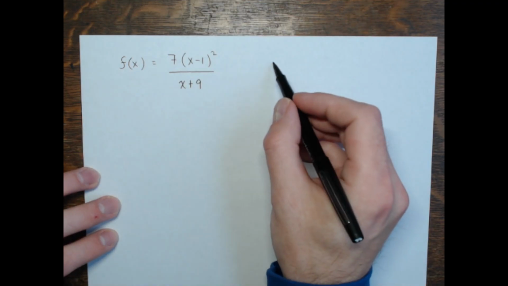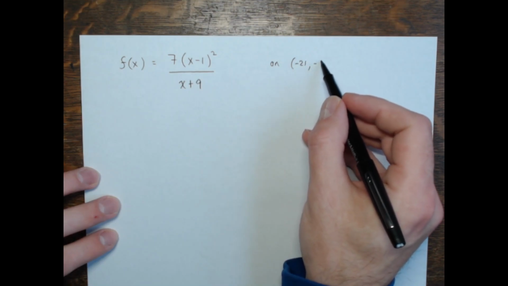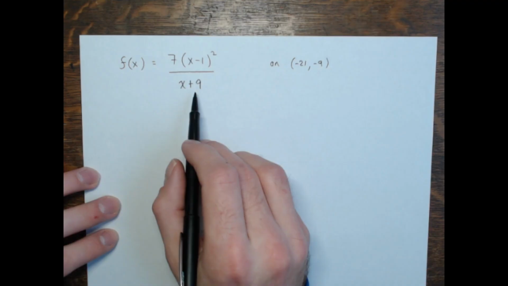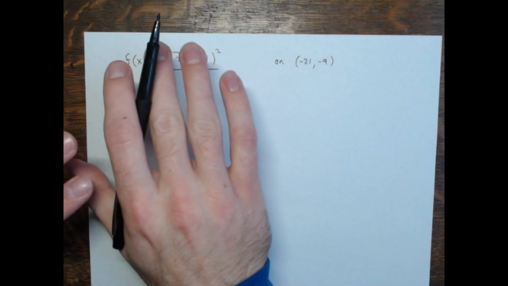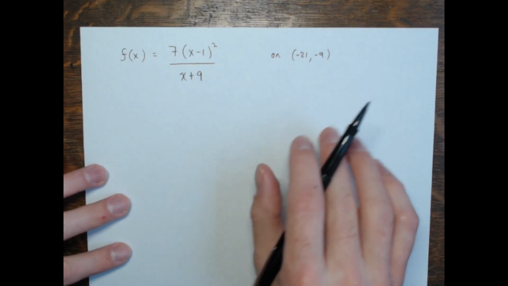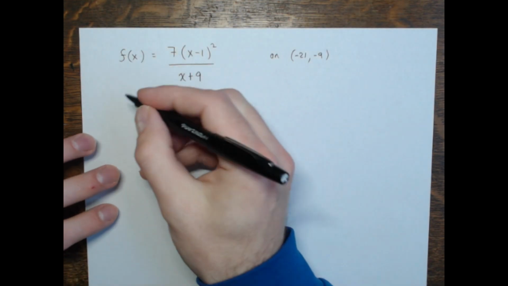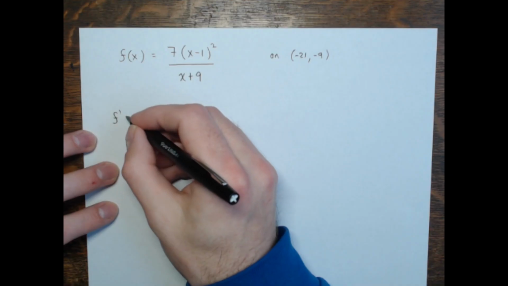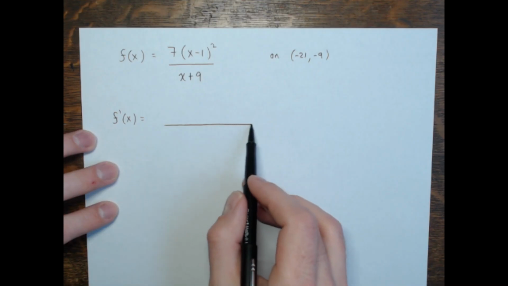So obviously, and again, we're only going to be on the interval from negative 21 to negative 9, right? Because you can't plug in negative 9 anyway, right? That shouldn't be in here. Even if you look at the domain of the whole function, negative 9 is not included. All right, so first derivative. So I'll go through the quotient rule.